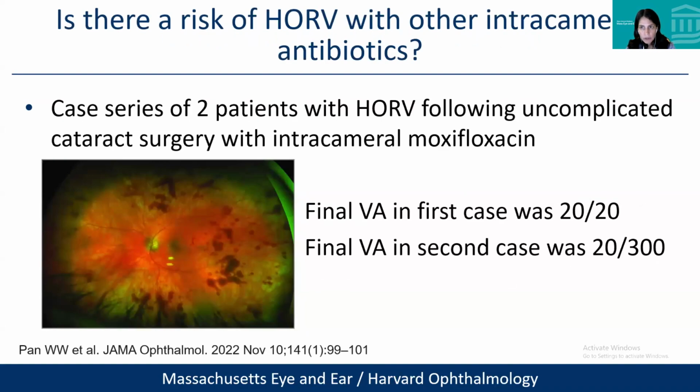Is there a risk of HORV with other antibiotics? So the only other antibiotic where HORV has been reported is moxifloxacin, intracameral moxifloxacin. And this is based on a case series of 2 patients with HORV following that. One patient had a very good outcome. The second case had a less good outcome with a visual acuity of 20/300. You can see in this clinical photograph that they look very much like the vancomycin-associated HORV patients. We really haven't seen many other reports, so it's unclear, but possible that this reaction can also happen with other intracameral antibiotics.